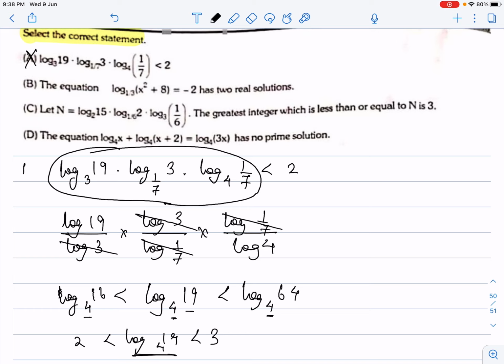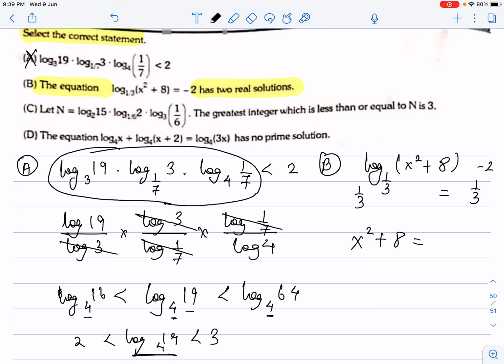Now let's see what about the option B written over here. So for option B, we will be writing the equation. This is the equation given to you, has two real solutions. So log of x square plus 8 base 1 by 3 is equal to minus 2. Taking anti-log on both the sides, that means taking it on the power of 1 by 3 on both the sides. So log of 1 by 3 base 1 by 3 will be becoming 1. So x square plus 8 will be written over here, and 3 to the power 2 will be becoming 9 over here.